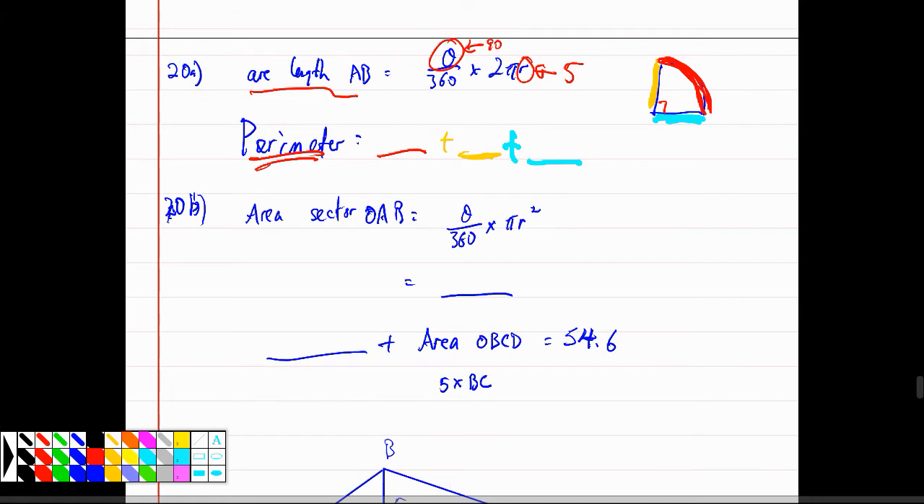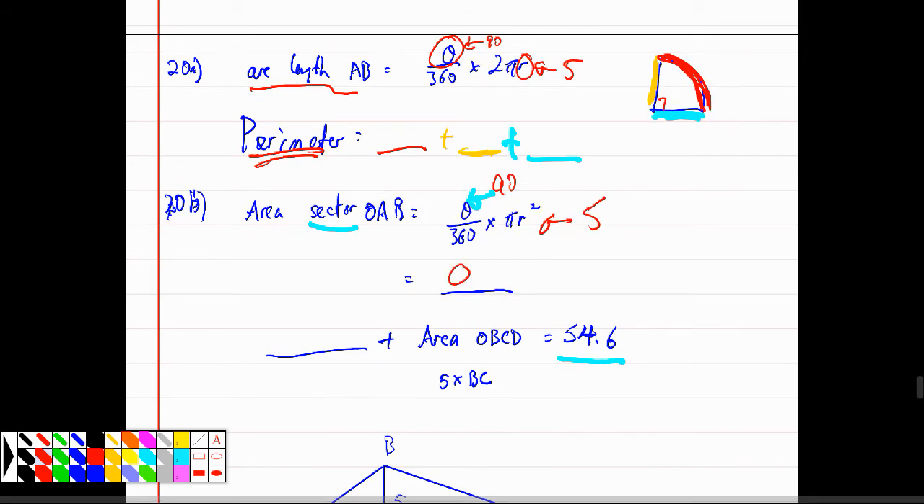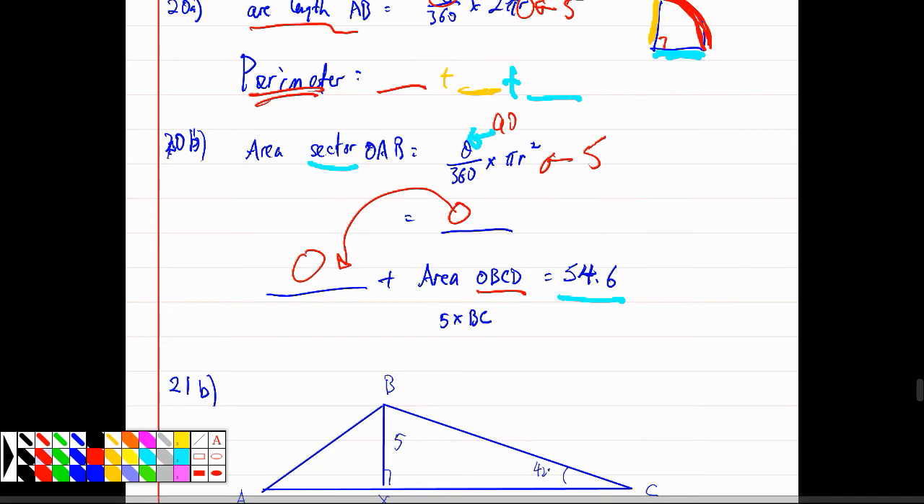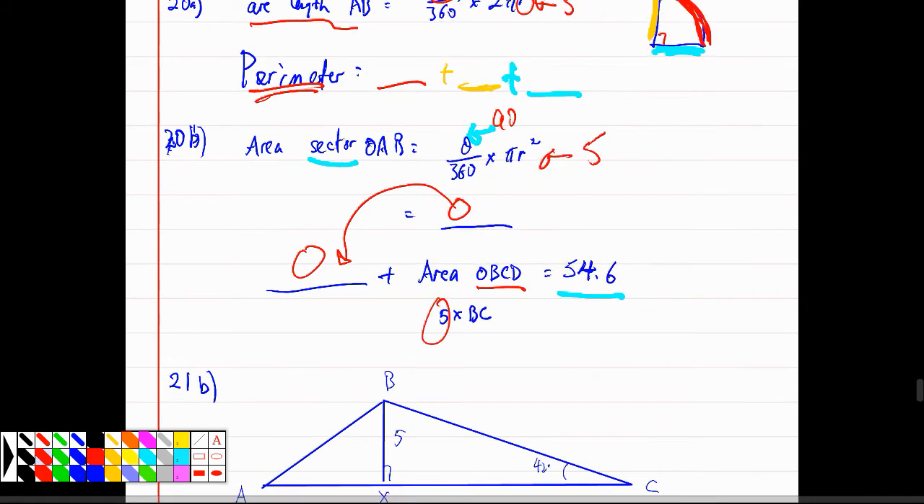Next one, area. So area I know is 54.6, and it is made out of a sector. So again, this is your 90 degree, and this is your 5, and this thing here will come here, and area of OBCD is actually a rectangle, so it's length times breadth, and that's where you have your BC. Go and try.